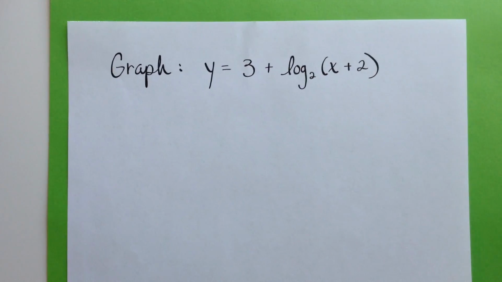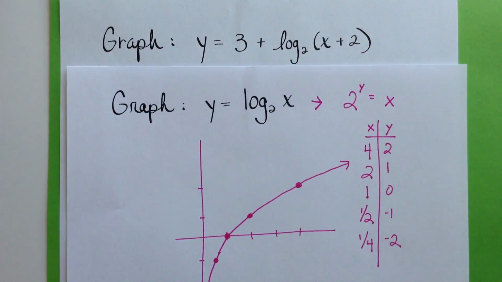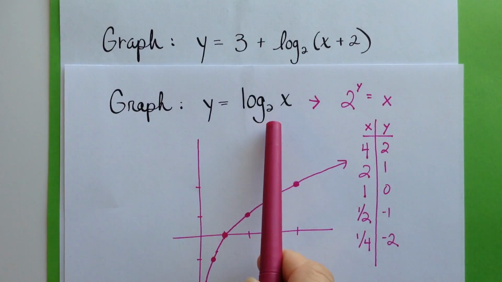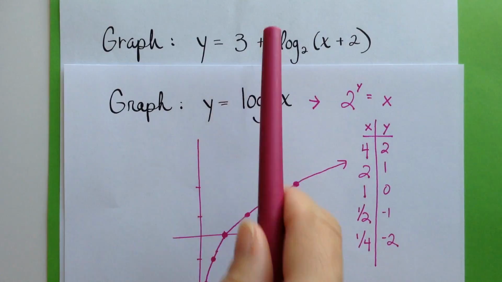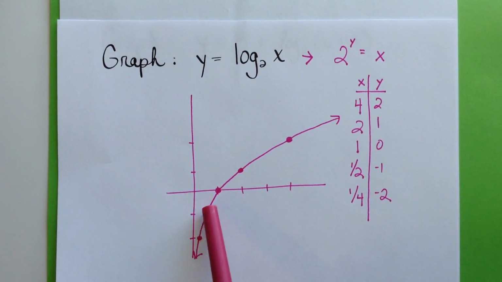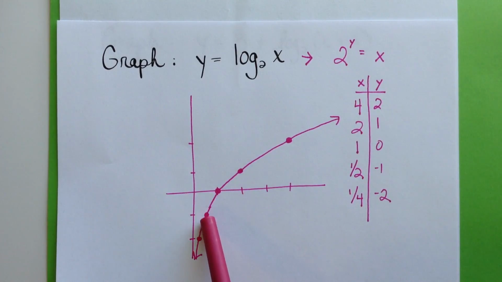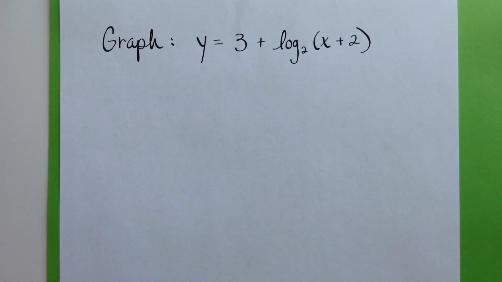Okay, so we're going to graph this one using our transformations. Now you'll notice that this is a base 2. The log that I graphed for you just a few minutes ago was a base 2. So I'm going to use this one as my starting point for this. I'm just going to use these 3 points that I have right here. You can use all 5 if you want to, but I'm just going to use these 3 and then use those to do my transformations.